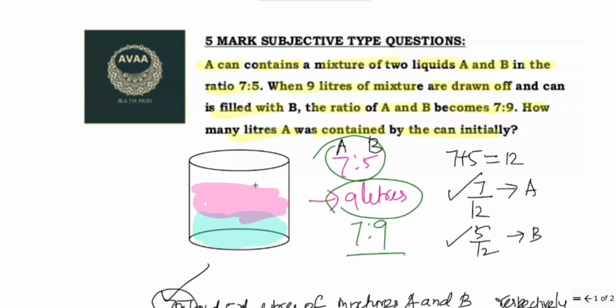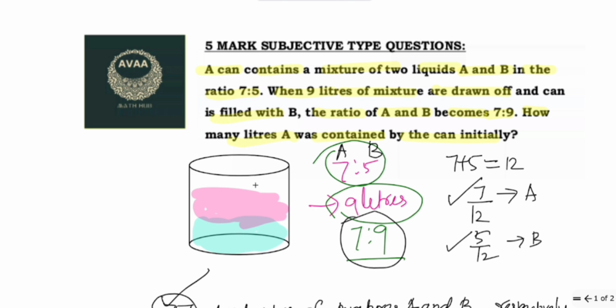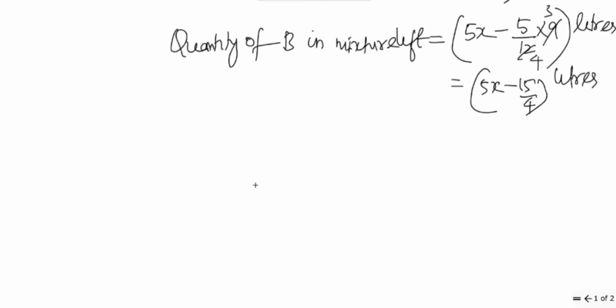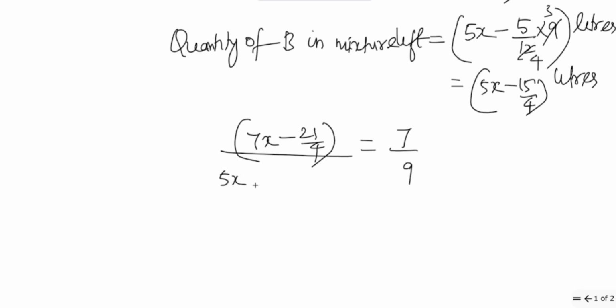After that, it becomes the ratio 7:9. So we are going to set up a ratio, that means we are going to set up a proportion 7/9. So for this, quantity of A mixture left is 7x minus 21 over 4. Quantity of B mixture left is 5x minus 15 over 4 plus 9.